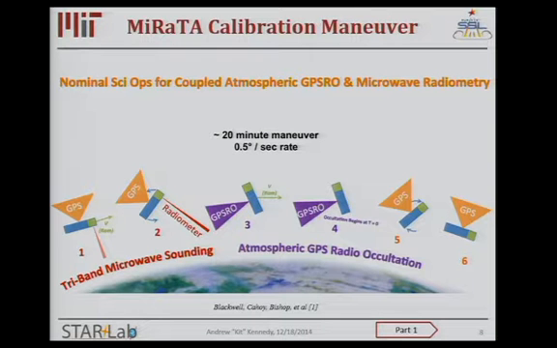This whole maneuver takes about 20 seconds, and it has a nominal 0.5 degree per second rate. So this is a complex maneuver for such a small satellite, and I think it's one of the most complicated things I've seen on a CubeSat to date. So designing for this maneuver is part of what we have to consider in the flight software design for our spacecraft.